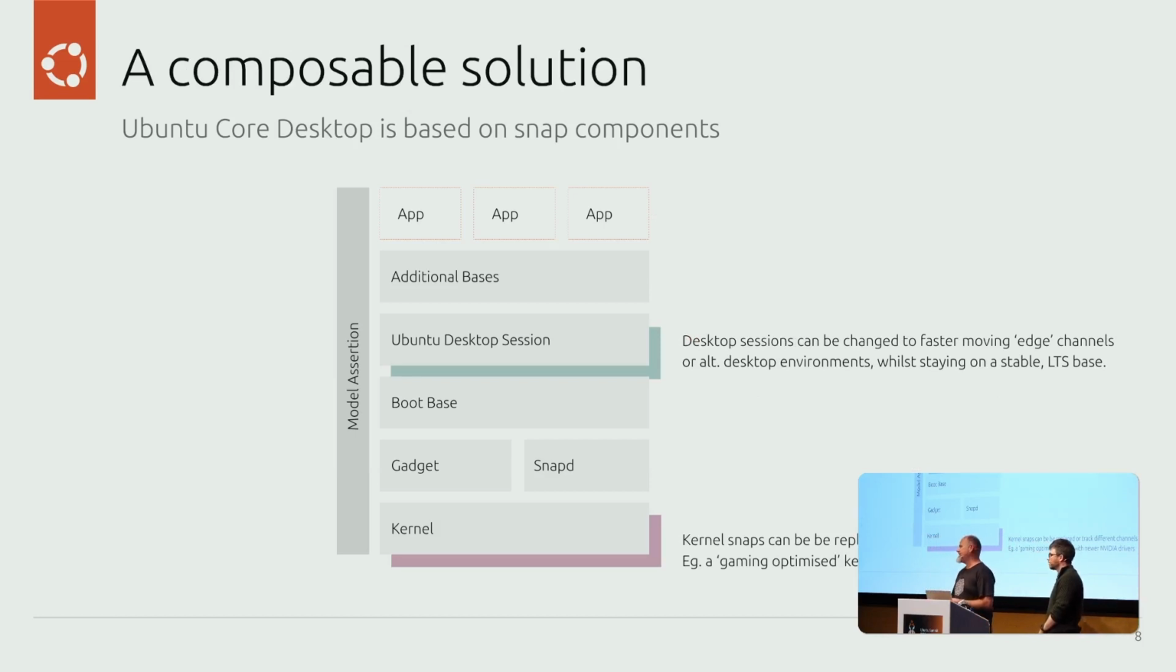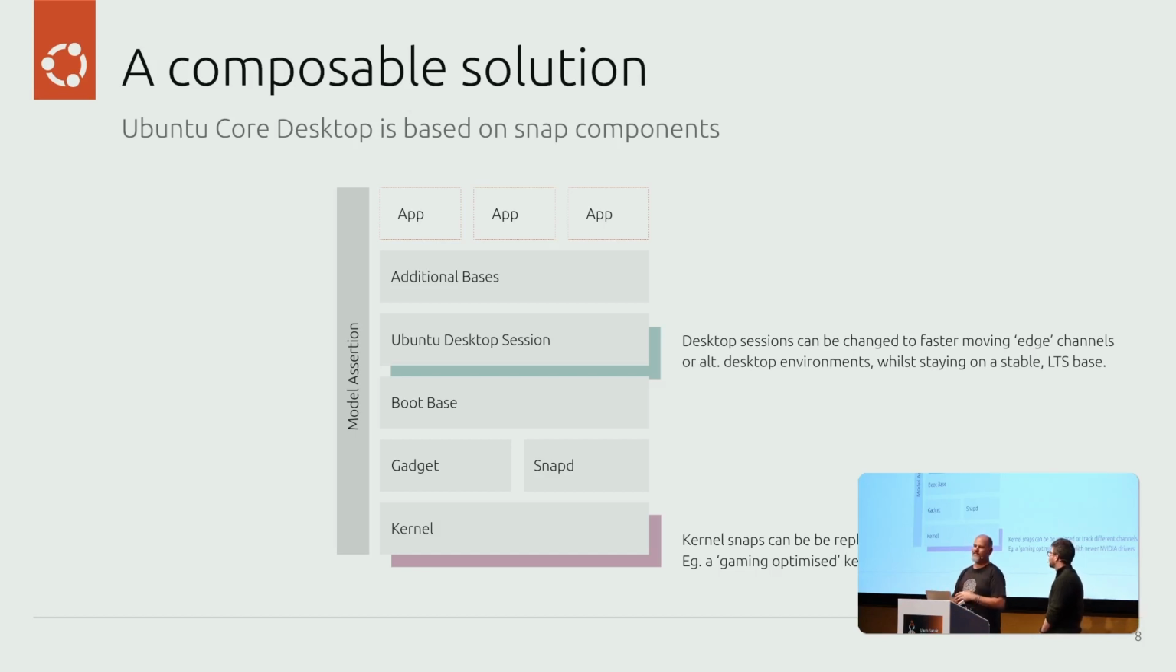Many of you have probably seen snap channels and tracks and things like that, right? I'm not going to go into all those details, but you can imagine maybe you're a gamer. You install Ubuntu Core Desktop, and we have a gaming optimized kernel with some things turned on that you may be interested in having. We may not be shipping that by default to all of our users, but you could very easily switch to this gaming track for your kernel, and then your system is using this other kernel.